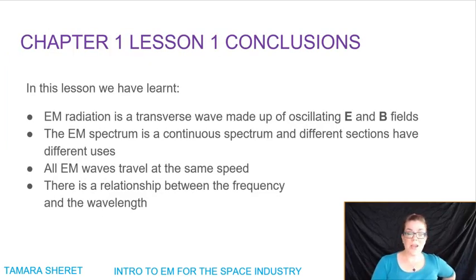So, conclusions. What have we learnt in this lesson? We know that an electromagnetic wave is a transverse wave. It's made up of oscillating electric and magnetic fields. We know that the electromagnetic spectrum is a continuous spectrum, and we've sectioned it up so we have different uses for it. All electromagnetic waves travel at the same speed, which is the speed of light, 2.99 times 10 to the 8 meters per second. And there's this inverse relationship between the frequency and the wavelength.